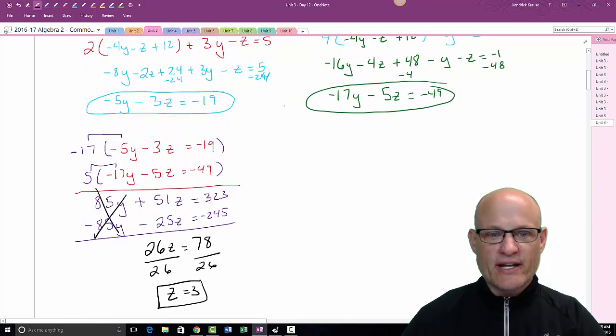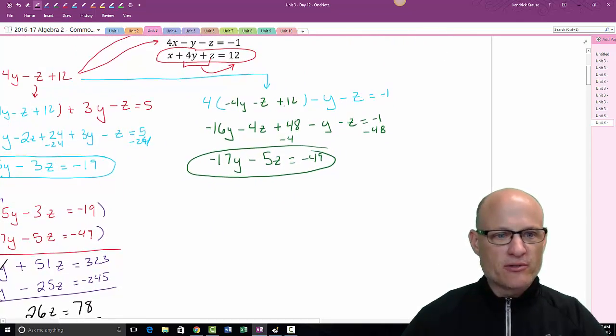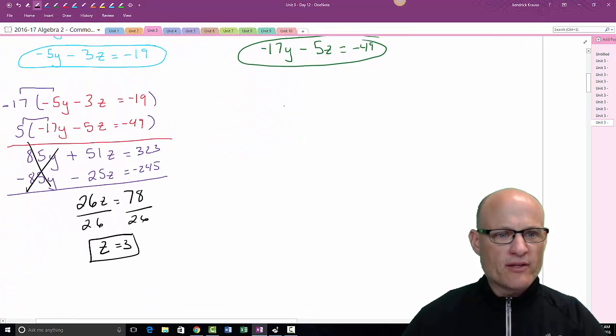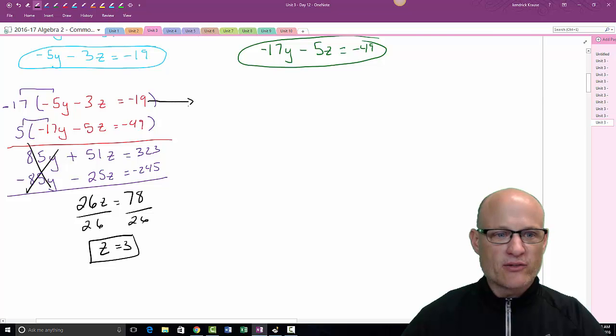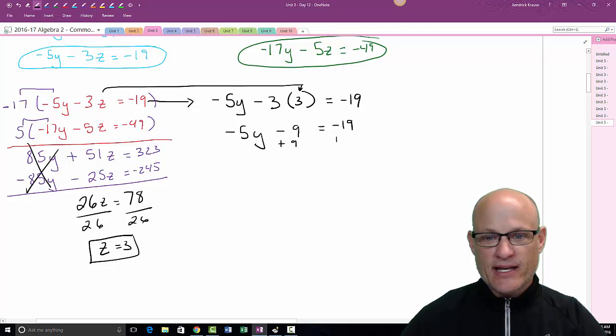Yay! We are almost done. That's all the hard part, sort of. So I'm going to come back up here to one of these equations. Let's just use this equation. We're going to figure out what y is. So negative 5y minus 3 times 3, because that's z, right? We're just going to plug in the 3 for z, equals negative 19. So this is negative 5y minus 9 equals negative 19. We're going to add 9, I get negative 5y equals negative 10. Divide by negative 5, and I get y equals 2.